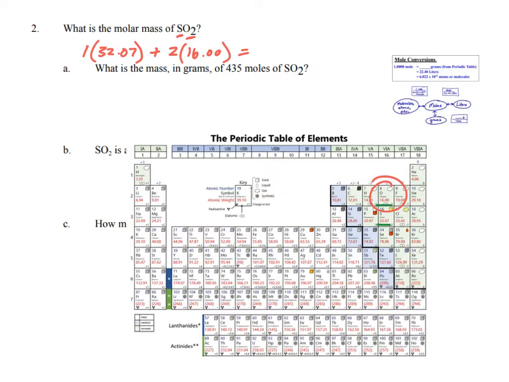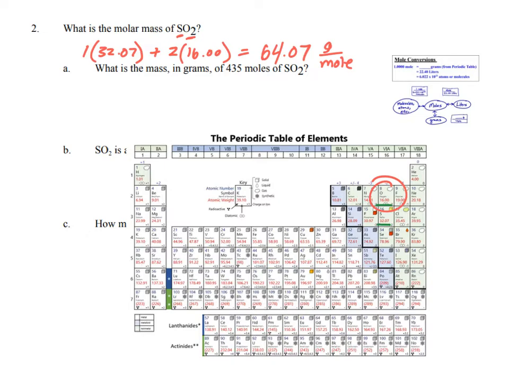I got 1 times 32.07 plus 2 times 16 equals 64.07. 64.07. That's the molar mass. That is grams per mole. Grams per mole for the compound SO2. All right, in the test it says show your work, make it look just like that.